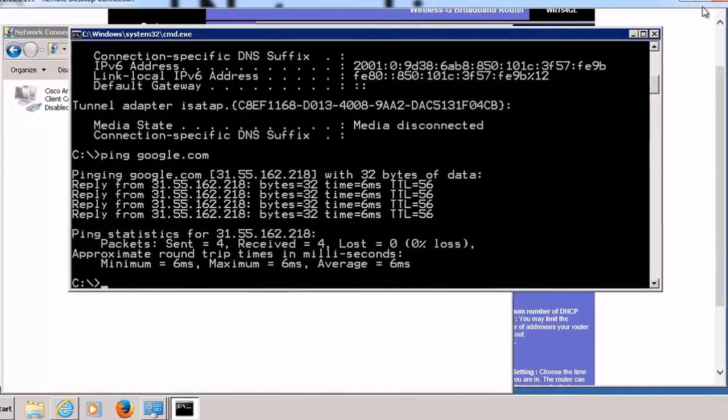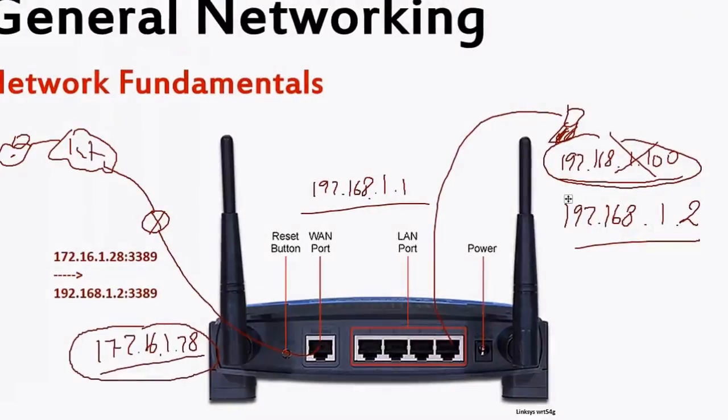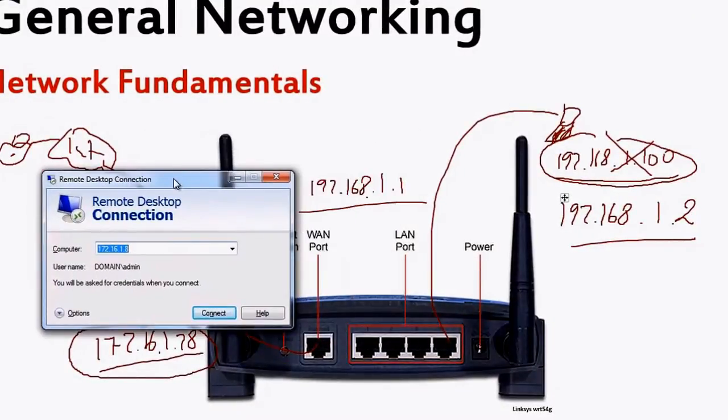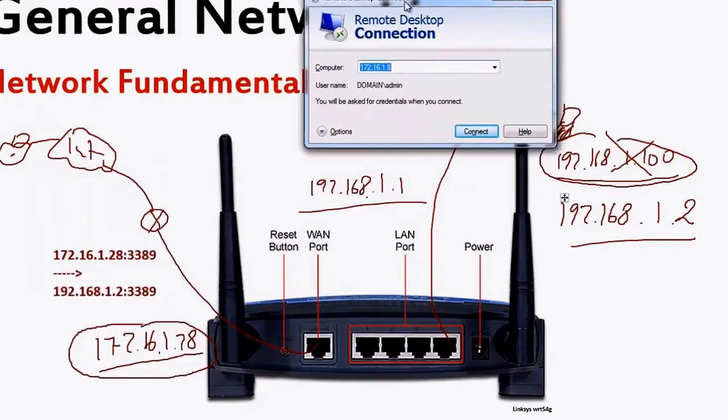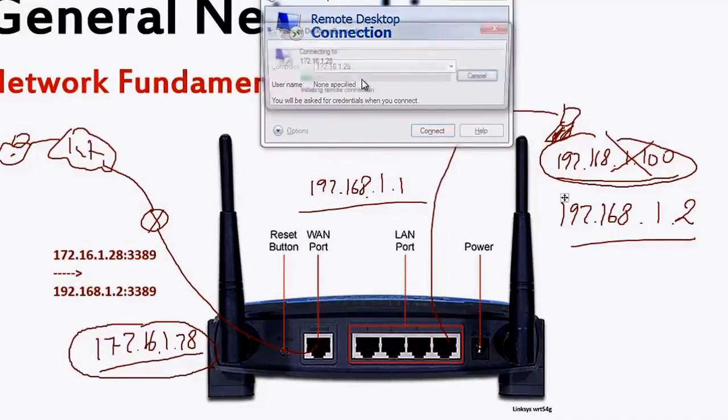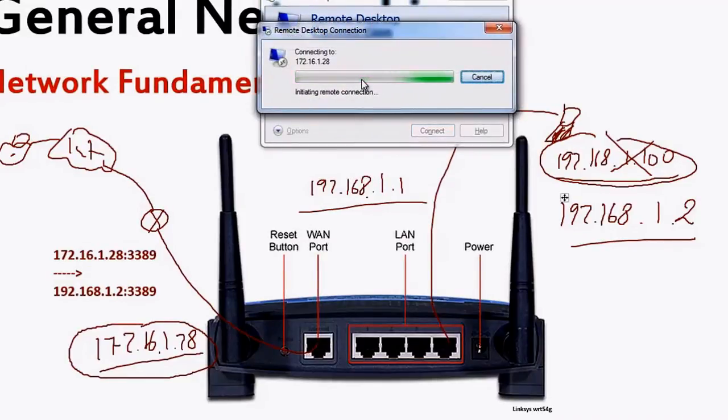Let's try it then. It's always a good idea to test it first. Let me open RDP. I'm over here. When I type 172.16.1.28, I should not be able to connect. Why? Because there is no port forwarding done. This device is saying, well, sorry, I will not allow you to go through. Nobody asked me to do that. Go away.